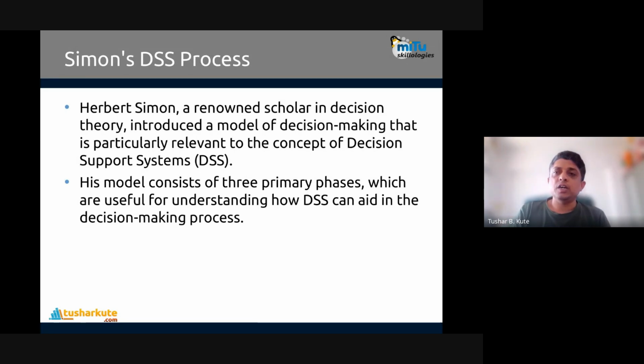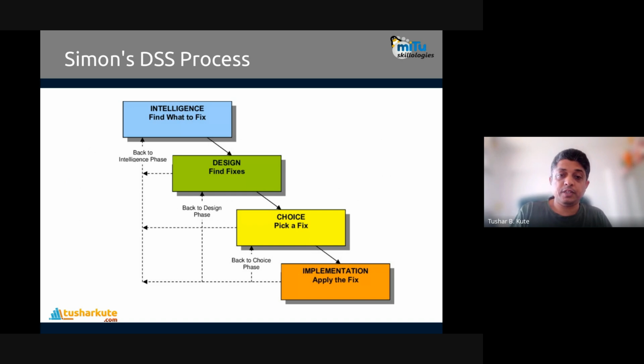But a few years ago, there was a person, Herbert Simon, who created a model for making an informed decision systematically. That's called Simon's decision support system process. Herbert Simon, a renowned scholar in decision theory, introduced this model of decision making, particularly the concept of DSS. His model consists of three primary phases, which are useful for understanding how DSS helps in the decision making process.